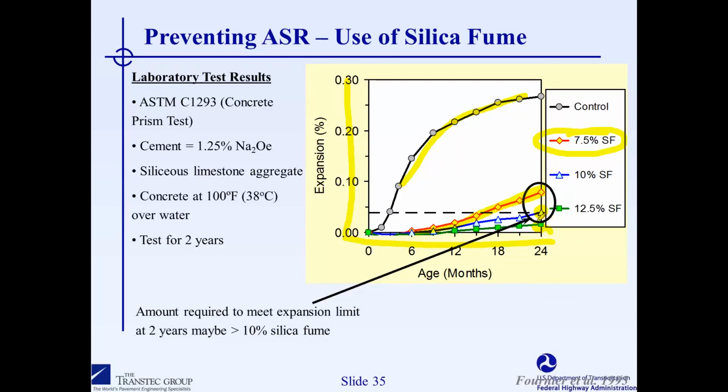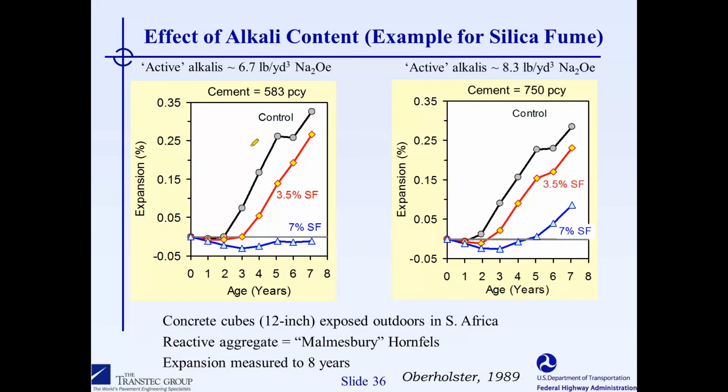Of course, we have to remember that this high level of silica fume that we need here is required because we're using a highly reactive aggregate and a very high alkali cement. And it may well be with less reactive aggregates and less alkali from the cement, we can control expansion with slightly lower levels of silica fume.